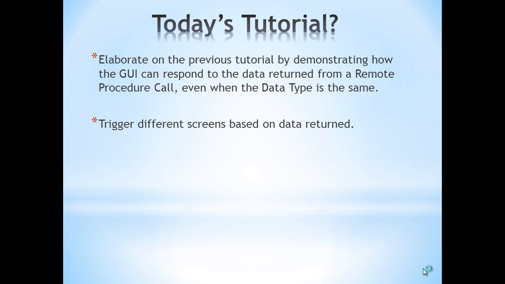So what am I going to do today? Well, today I'm going to elaborate on the previous tutorial by demonstrating how the GUI can respond to the data returned from a remote procedure call, even if the data type is the same. So in other words, if there are two strings coming back or two person objects coming back, which is the example I'll be using, how can I make my GUI respond to that differently?